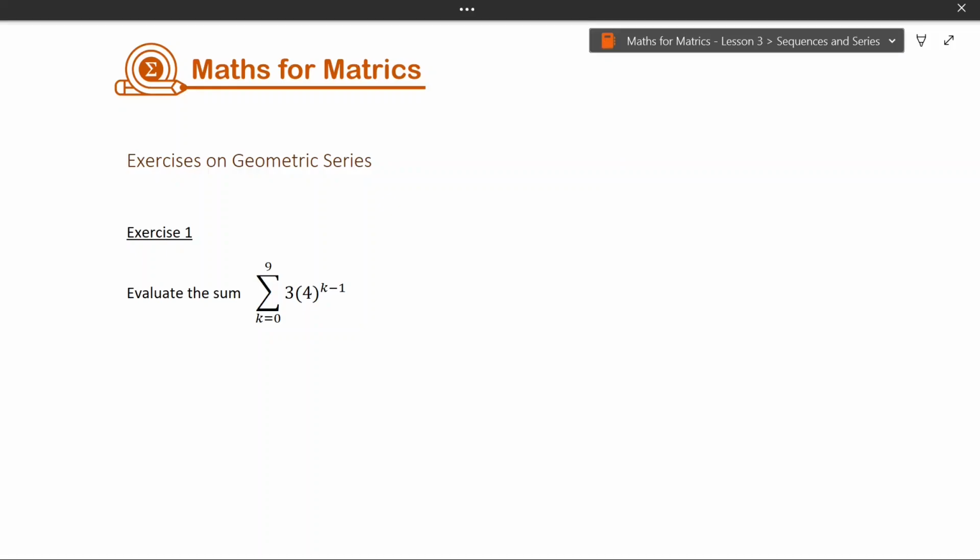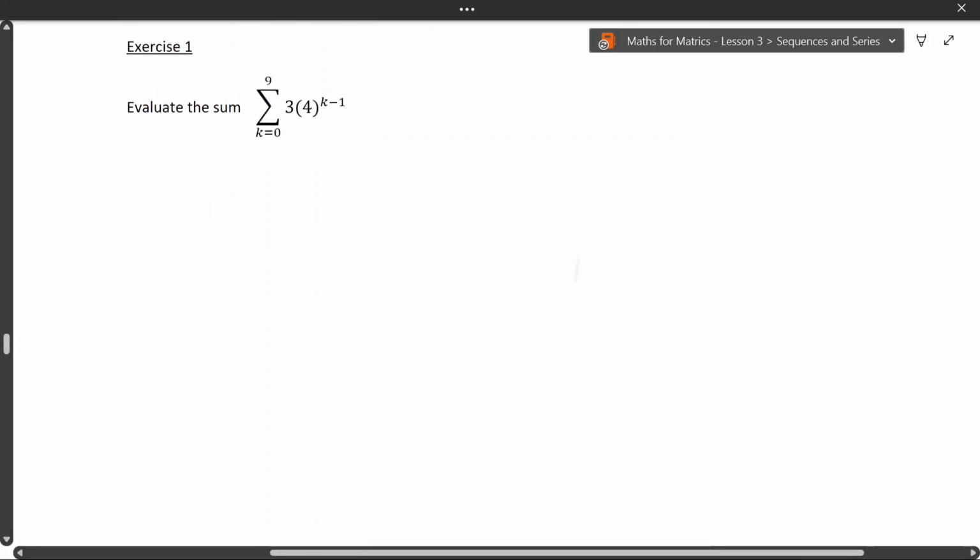Exercises on geometric series. Exercise number 1. We are given the sum of 3 times 4 to the power of k minus 1, from k is equal to 0 to 9, and we are told to evaluate the sum. This can be a little tricky, so be careful it doesn't catch you out.